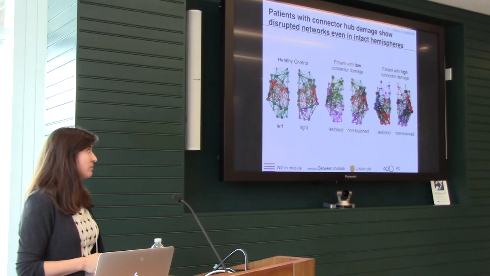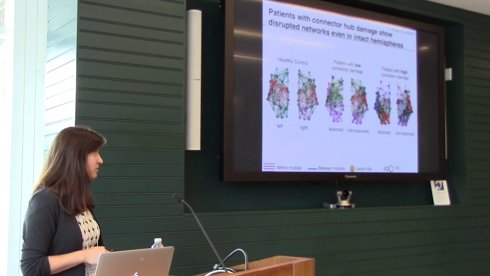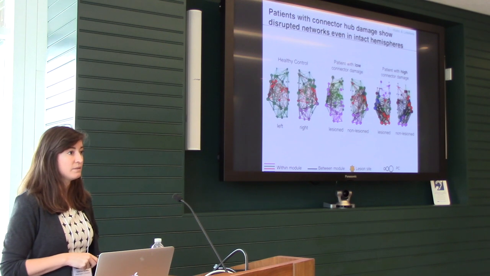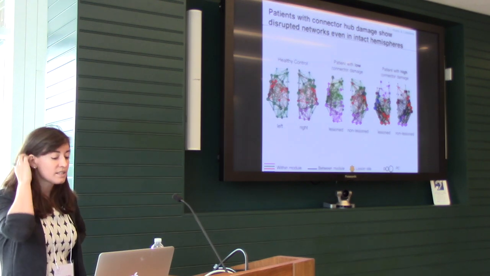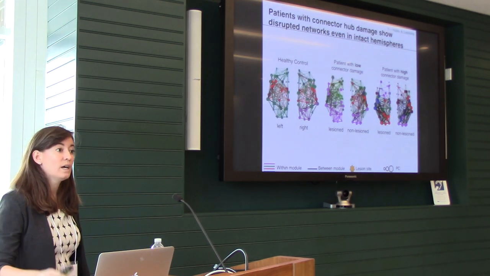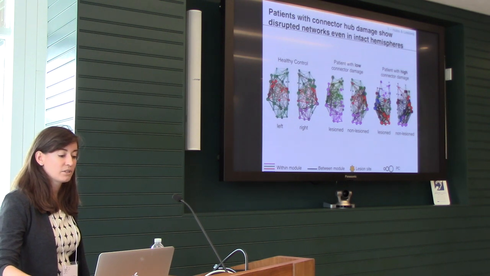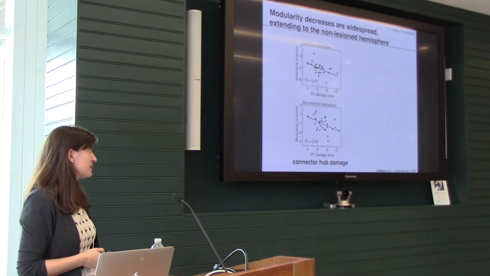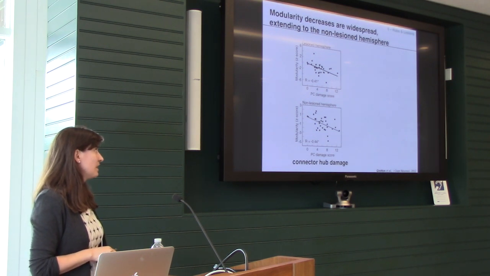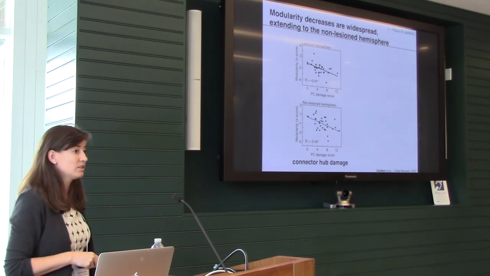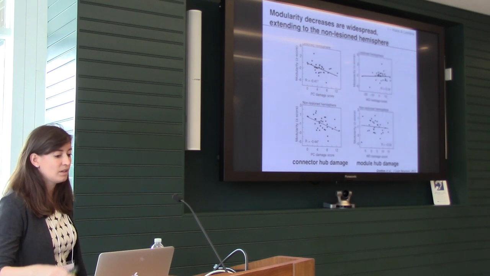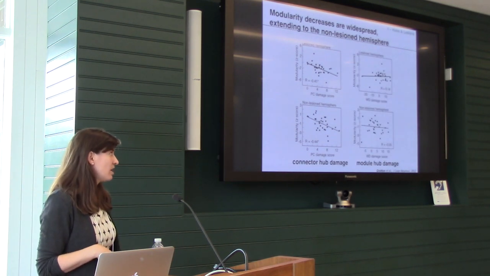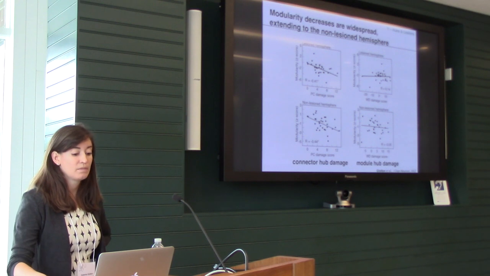But if you look at that patient with high amounts of connector hub damage, the graph structure looks disrupted not only in the damaged hemisphere, but also in the structurally intact hemisphere. So this suggests that lesions are having fairly widespread effects on network structure in the brain. And again, we can quantify this effect for all of our participants and see that that negative relationship is present not only in the lesion hemisphere, but also in the non-lesion hemisphere. And once again, there is no effect that is seen with the module hub damage.